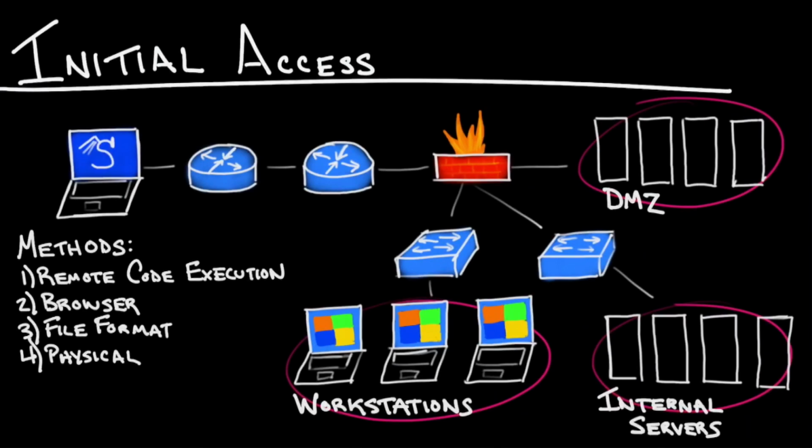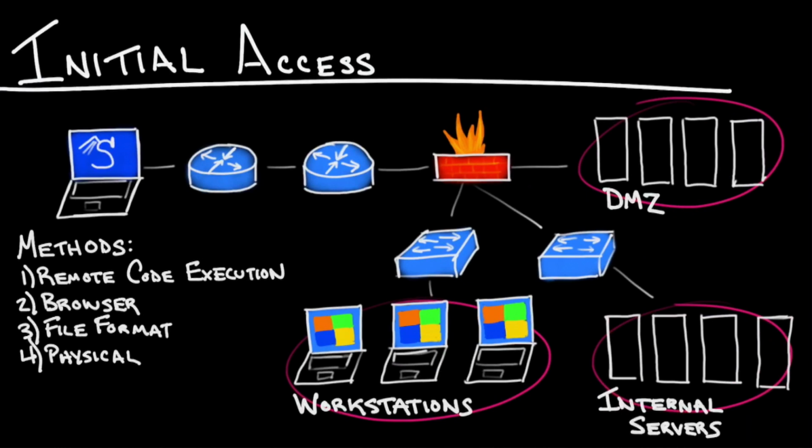After I've done my passive reconnaissance and active reconnaissance, I'm going to try and gain a foothold into the target network. This is my initial access. There's 4 methods that I might use to gain my initial access: remote code execution, browser-based exploits, file format, or physical attack. With remote code execution, I am targeting a vulnerable service running on a distant server or workstation. It allows me to send exploit code over the network and gain access without any interaction from the user.